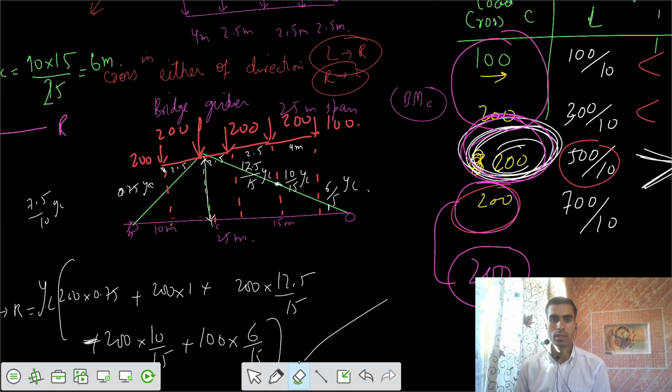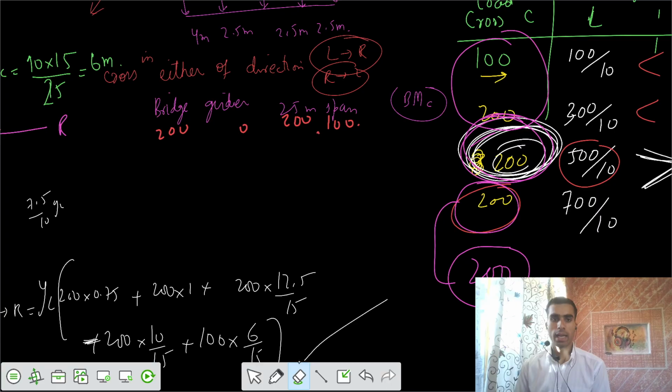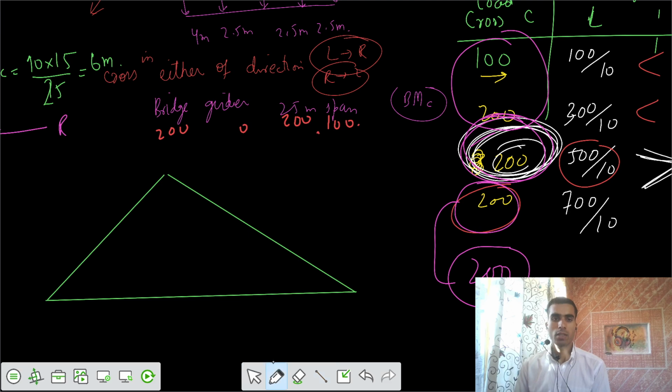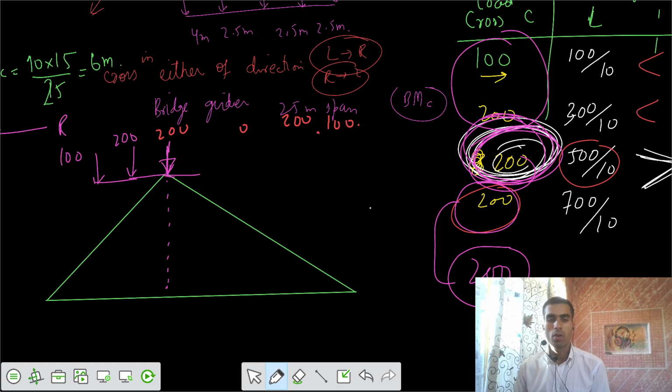So for that, let's make the ILD again. Peak ordinate, we already know that was your 6 meter. So we would say this is your YC, and on this point we had to apply which 200? Second one. So this one is your second 200. That means there should be one more 200 here, and there should be one more load, that was your initial leading load of 100. And after that we have 2 more loads of 200 from this side.